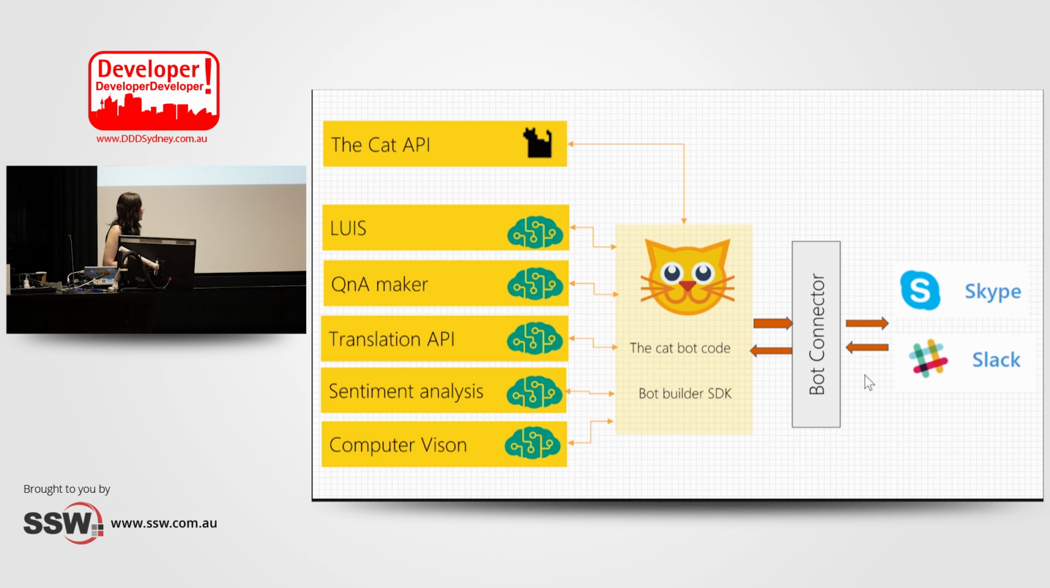as you saw, my chatbot is connected to a few cognitive services like computer vision, sentiment analysis, translation, QnA Maker, and LUIS. And I use the Cat API for showing the photos.